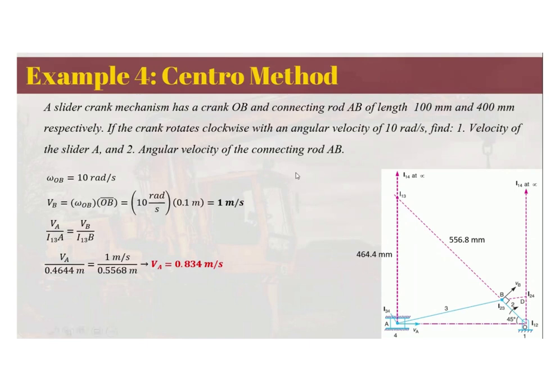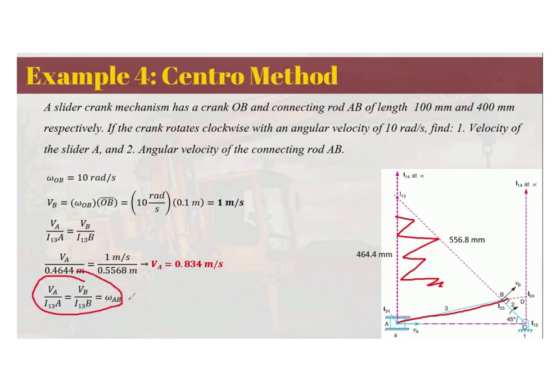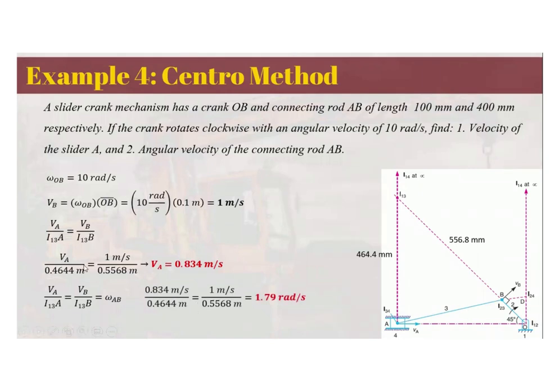And for the angular velocity of the connecting rod AB, all you have to do is go back to our formula, since we know that this connecting rod is still in the same region, rotating about the same center. So we can still use the formula to solve for the angular velocity of the connecting rod AB. Since the velocities are already known, all you have to do is substitute them into this equation. So we have 1.79 rad per second. Using Centro method, we are still able to obtain the velocities as well as the angular velocities of a floating link.